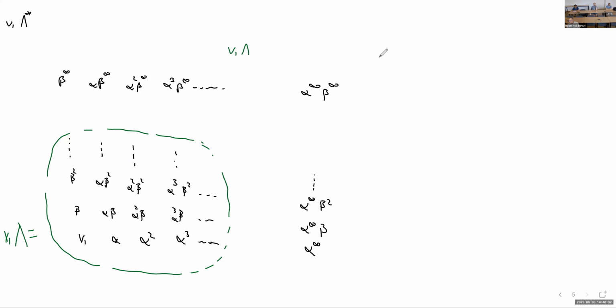So this part is just a copy of V1 lambda. The rest of it is V1 lambda infinity, all the infinite directed hereditary sets. That's the complement. And this particular one is the boundary of lambda, V1 boundary of lambda.